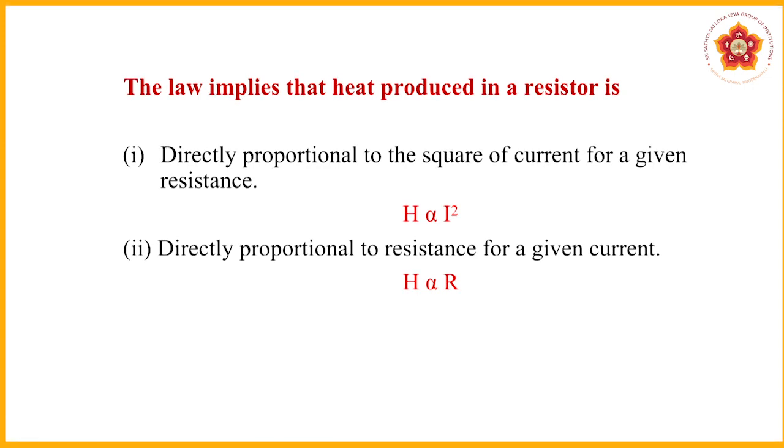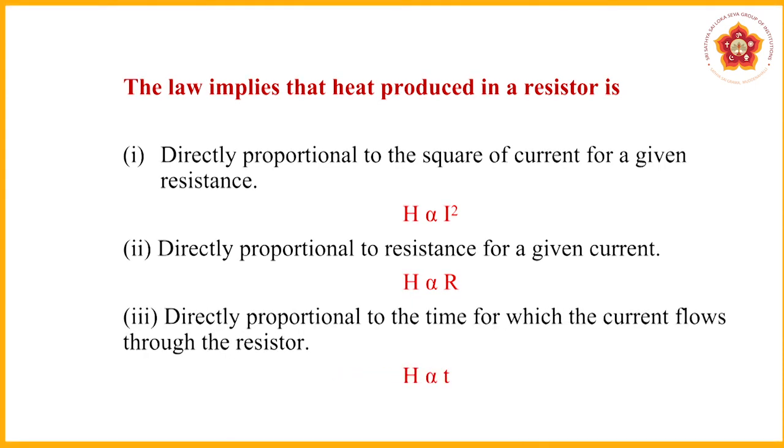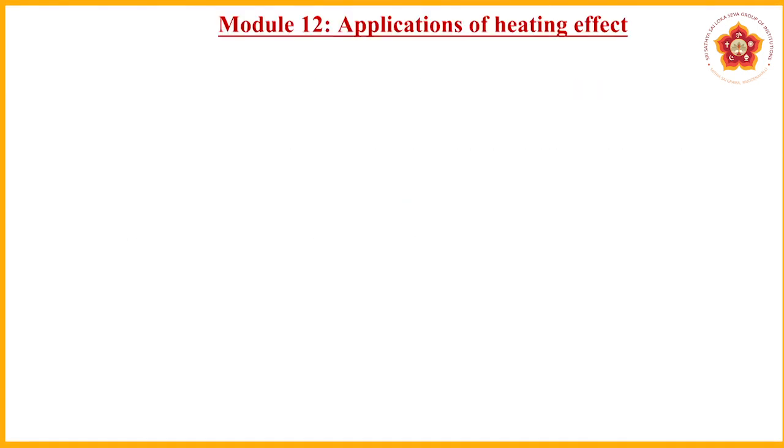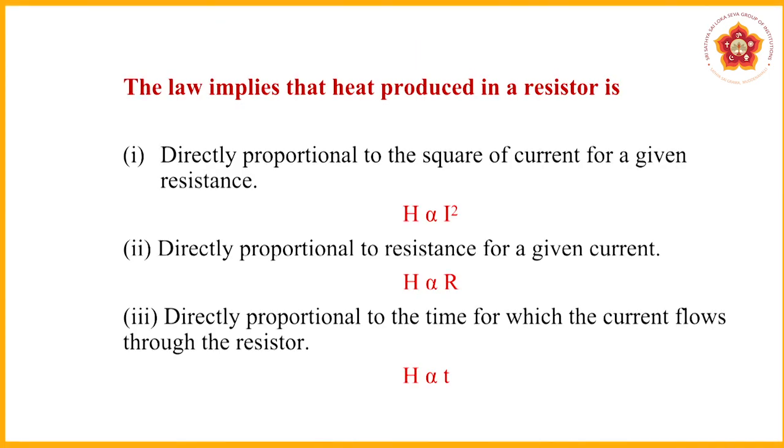Now, the second point states that heat energy is directly proportional to the resistance. And finally, heat is directly proportional to the time for which the current flows through the resistor. Suppose you leave a fan on for 3 hours and check the heat generated, and then after 7 or 8 hours check again. Definitely the heat increases, because the more time electrical energy flows through a component, the more heat it produces. So heat energy depends on all three, and as per Joule's law, heat energy is I square into R into T.